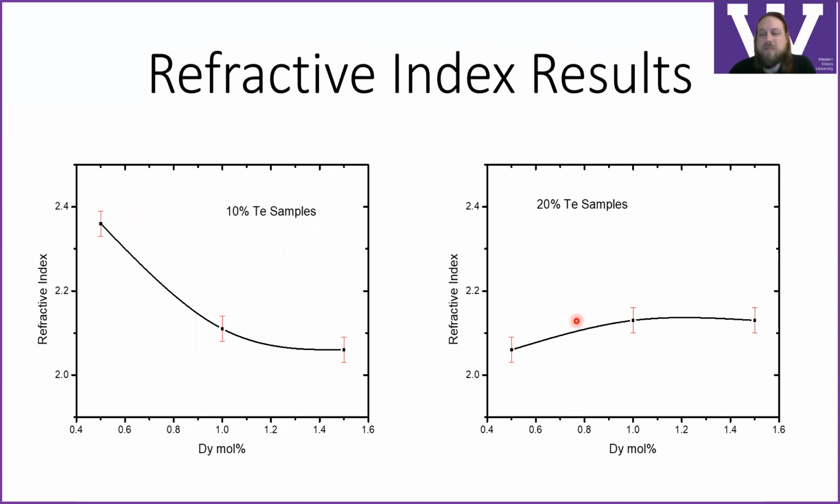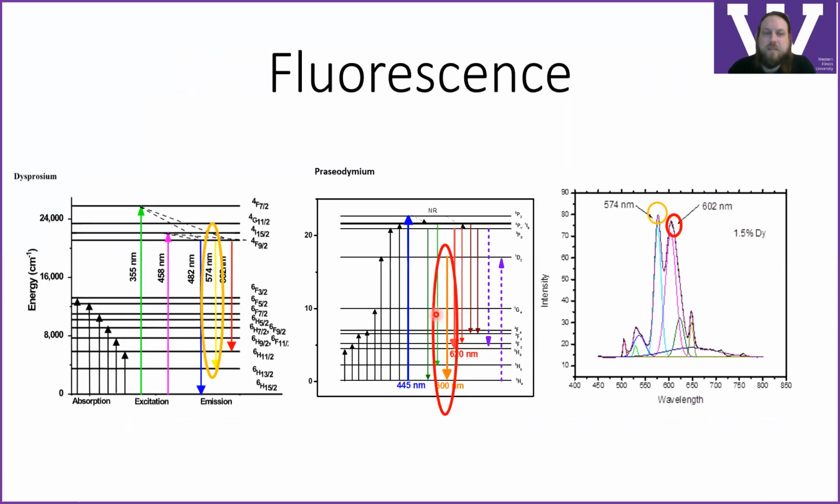If we look at our 20% samples, again, the refractive index is about the same for each of our dysprosium content changes. So as we go from 0.5 to 1 to 1.5, those are about the same value. And that's similar to what it was for our density measurements. So everything with density and refractive index is telling us that, one, they're green, and two, there are some structural changes occurring within the glass.